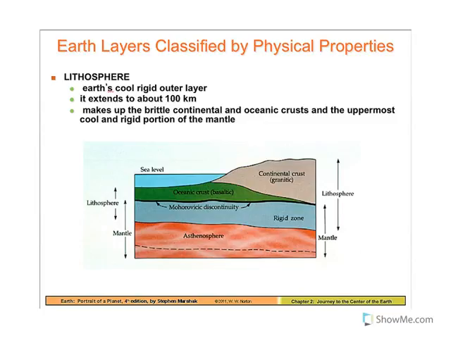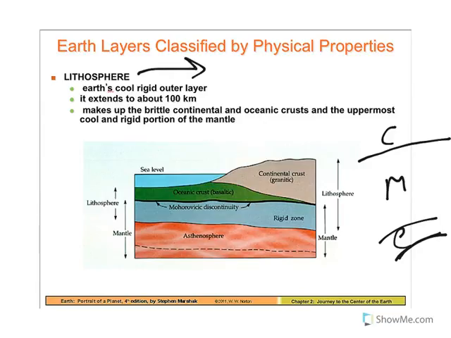Now, because of the behavior of our rocks, we can actually add two more layers onto the earth itself. So we've already talked about the crust, the mantle, and the core. And remember, the crust is very thin, the mantle is pretty thick, and the core is pretty thin as well, but not as thin as the crust. Now, we can add two more layers, like I said. We can add the lithosphere, which is composed of the crust and the upper mantle.